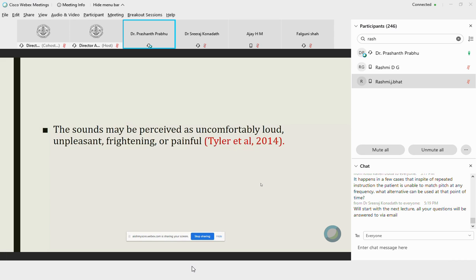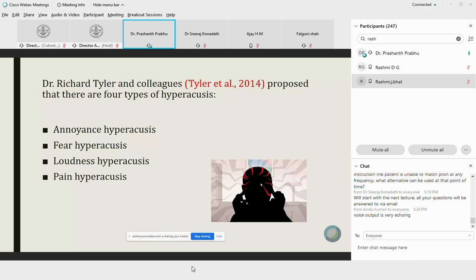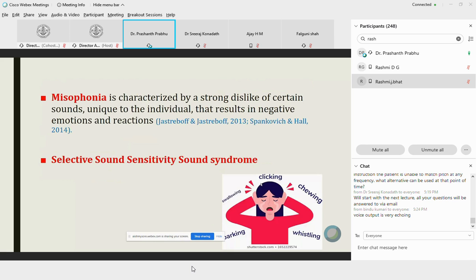Okay, so Richard Tyler and colleagues have proposed 4 types of hyperacusis. They call them annoyance hyperacusis, a sound which can really annoy you; fear hyperacusis, which can induce some sort of fear; loudness hyperacusis, that is, it is too loud and intolerable for the person; and pain hyperacusis, which causes pain. So the sound can give all these 4 different kinds of experiences. One way of classifying it, based on the experience of the client, is these 4 given by Richard Tyler, but there are several different terminologies for this. One of the common terminologies, and an important one that we have to understand, is called misophonia. It is a strong dislike for certain sounds which is unique to an individual and can result in a negative emotion or reaction.